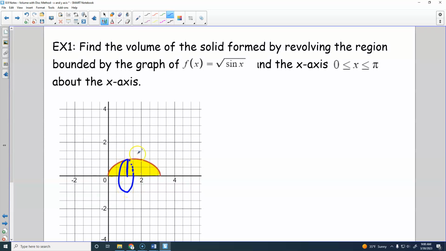And then we take another slice, another slice. We take all the slices and rotate it around. So this length right here is going to be our radius. I'm going to call it capital R of x. And it'll be in terms of x because we're rotating around that x-axis. In this particular case, that capital R of x is just the square root of sine x.